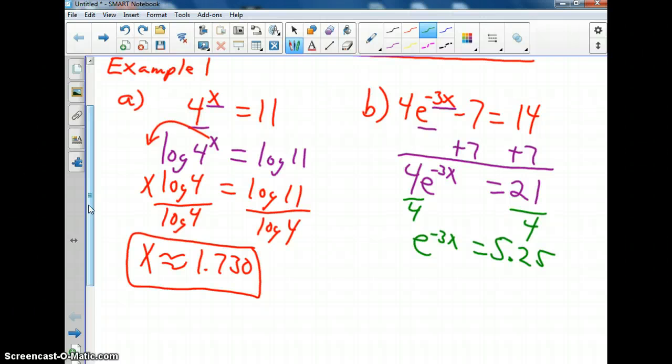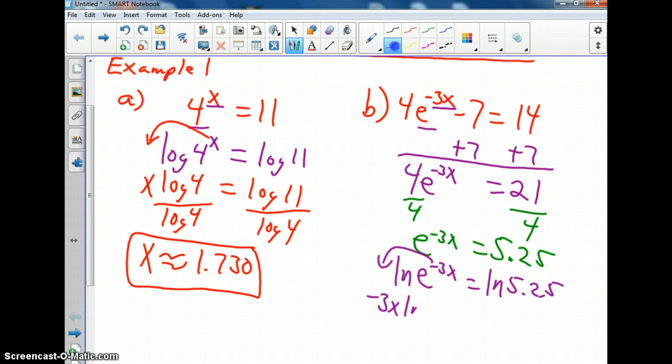But here's the thing. It's not going to be log, you're going to use natural log because it's an e, right? Very good. And you guys know that. See, you caught your mistake. So natural log of e to the negative 3x equals natural log of 5.25. That's right. Now what's the next thing you're going to do? Swing the negative 3x. So negative 3x times natural log of e equals natural log of 5.25.